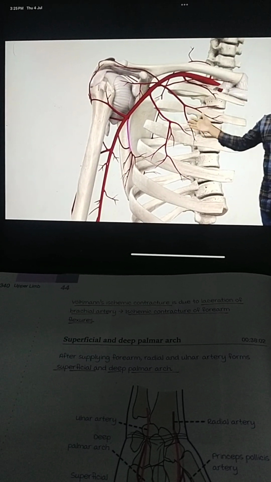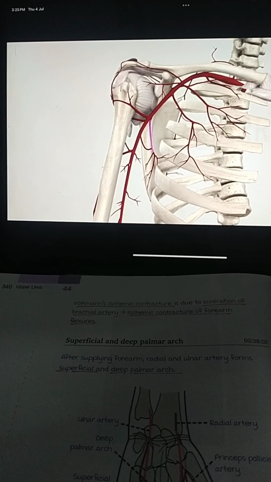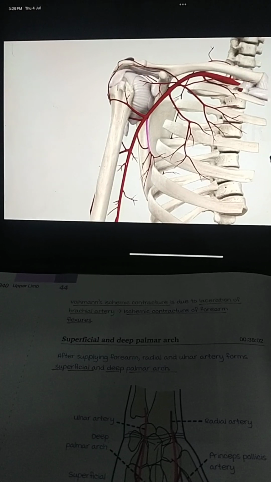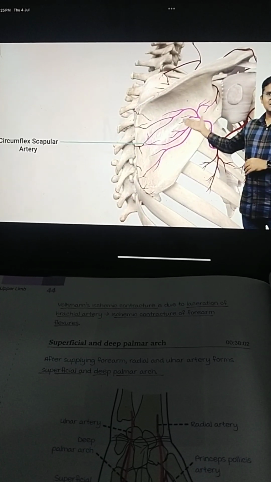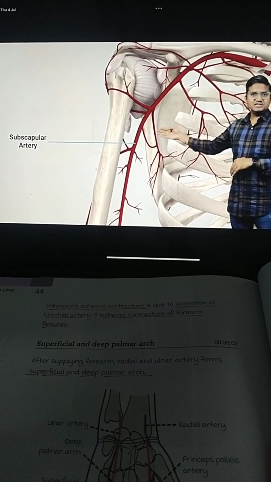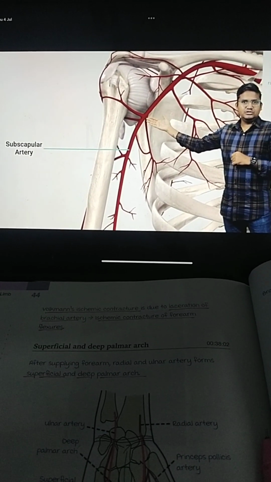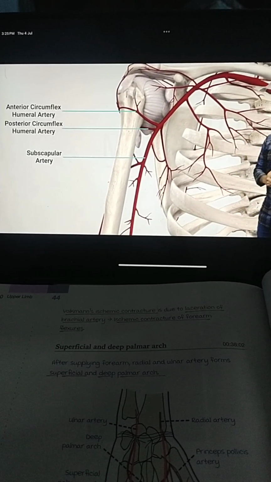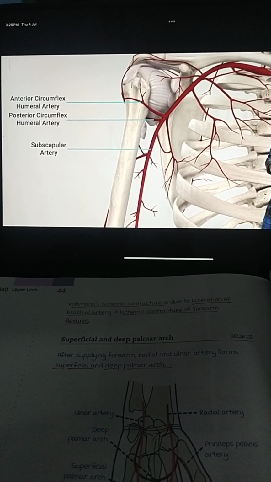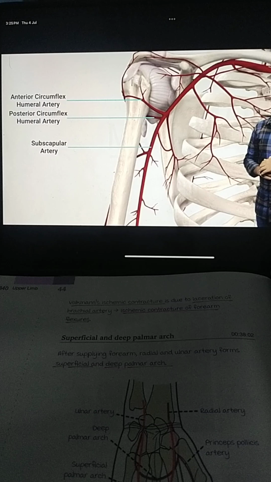Now the third part will give three branches. What are those? Our subscapular artery. Now the subscapular artery in turn gives one branch that is winding around the scapula bone, and that is called, see there, our circumflex scapular artery, a branch of the subscapular artery. Now we are seeing two more branches. They wind around the humerus bone. They are called the anterior and posterior circumflex humeral arteries. These are the branches from the three parts of our axillary artery.